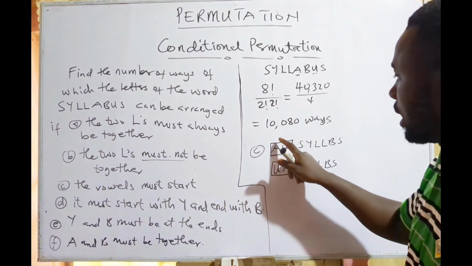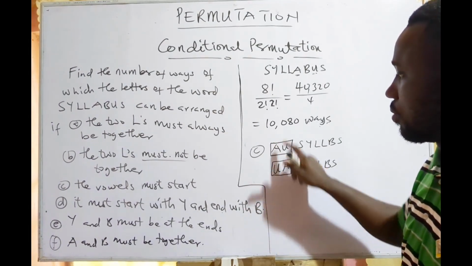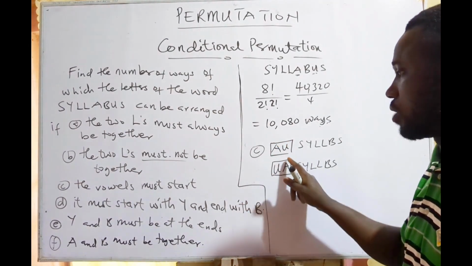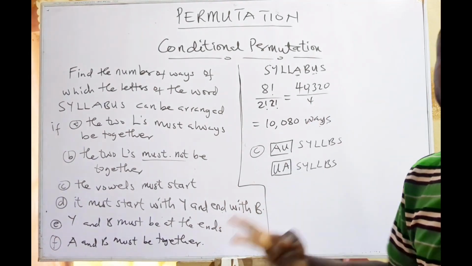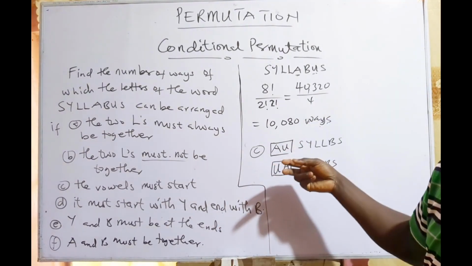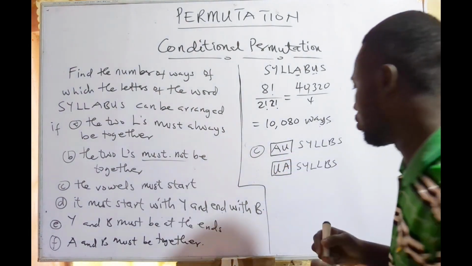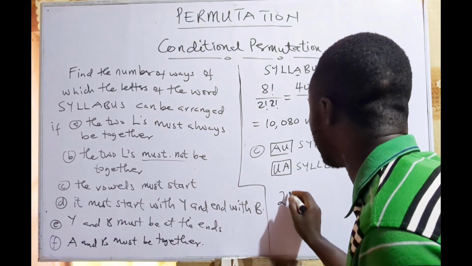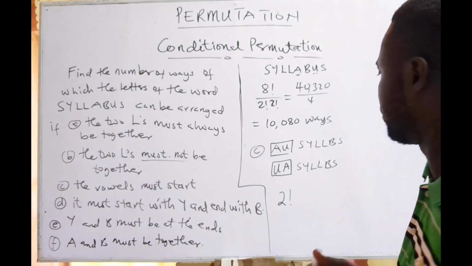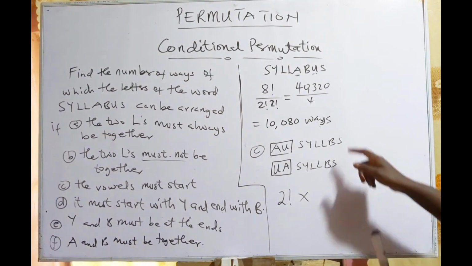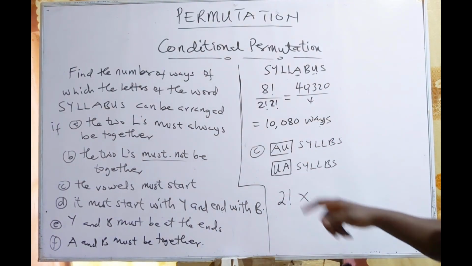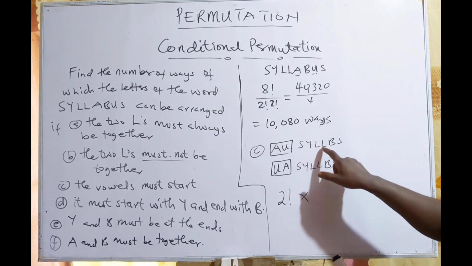Okay. So you realize that these two are starting. We can get two ways, either AU or UA, because the vowels must start. So the two vowels must start, but we don't know which one is first, so we consider both. If we consider the two ways, which is 2 factorial or 2, then we multiply by the arrangement of this. Okay, so 1, 2, 3, 4, 5, 6.